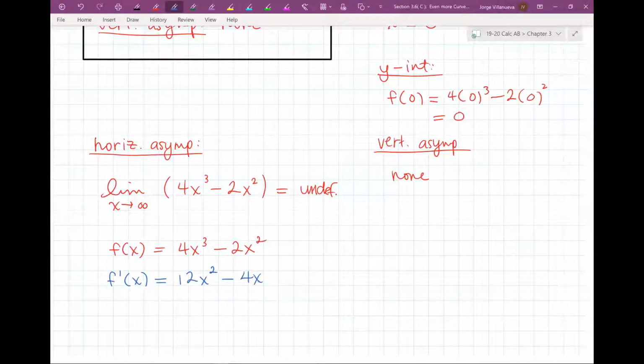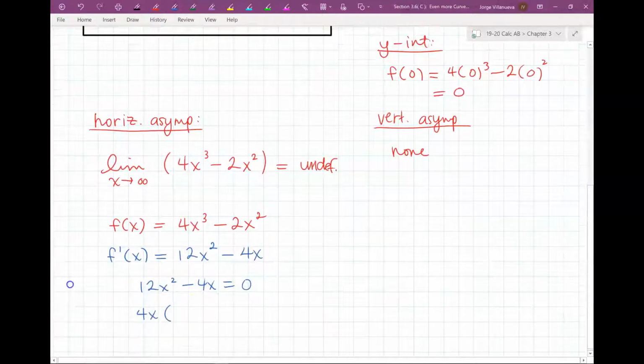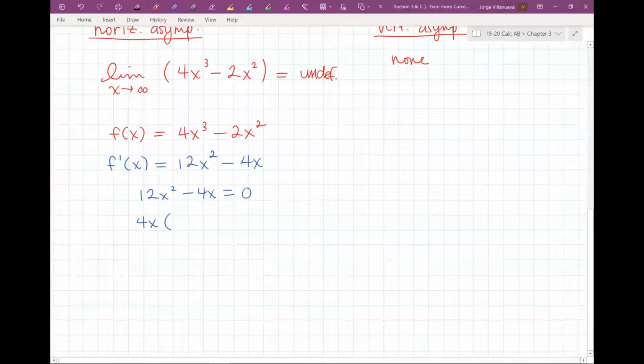So we took our derivative. We got 12x squared minus 4x. We have to set that equal to 0 to find our critical numbers. So 12x squared minus 4x equals 0. I'm going to factor out a 4x. So that's going to be 3x minus 1 equals 0.